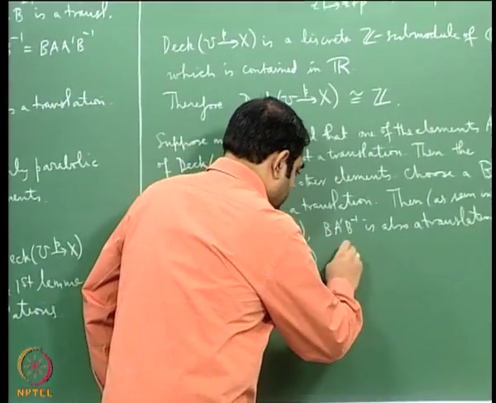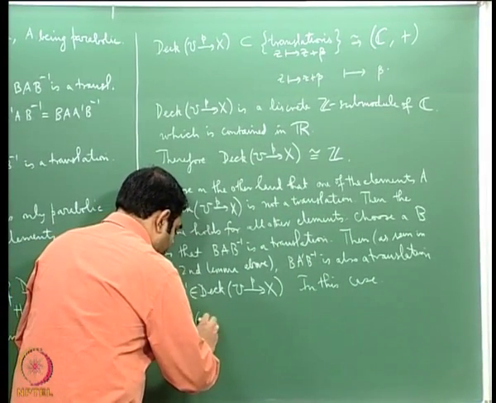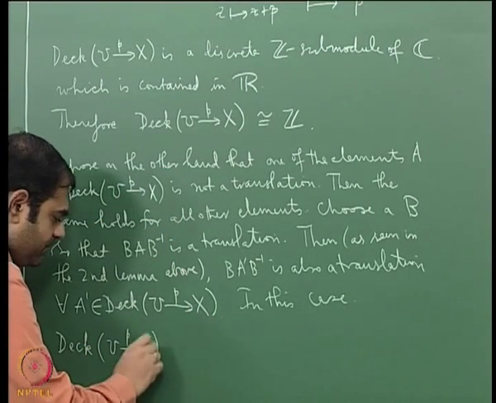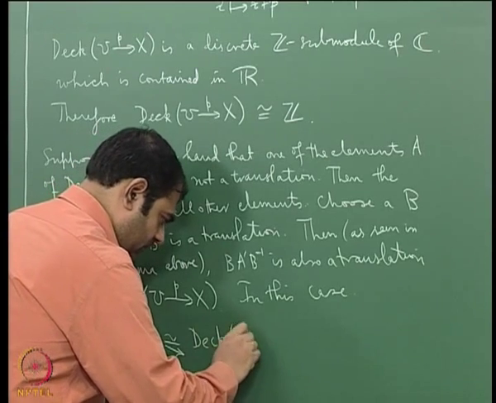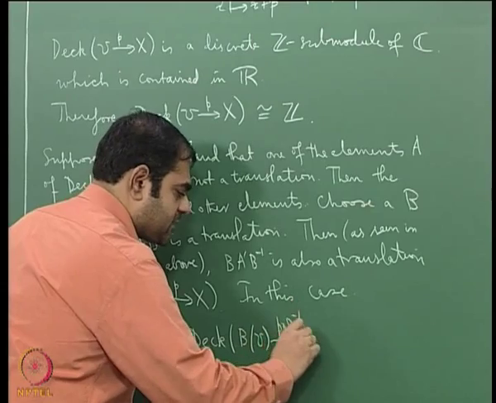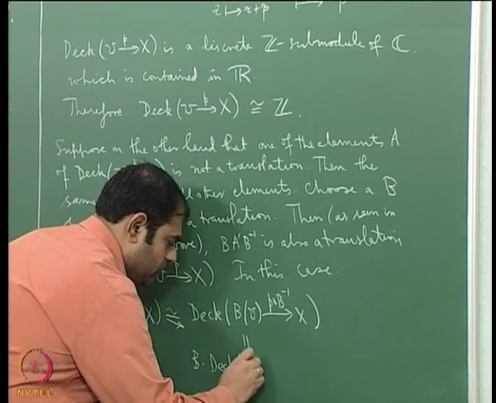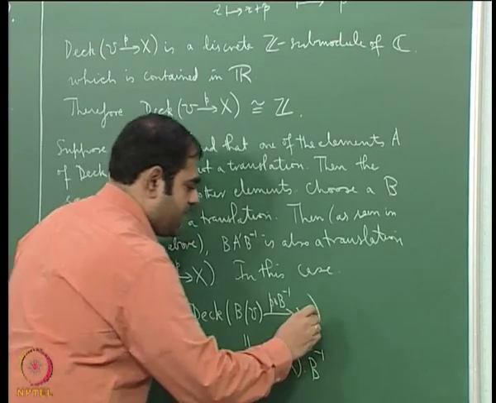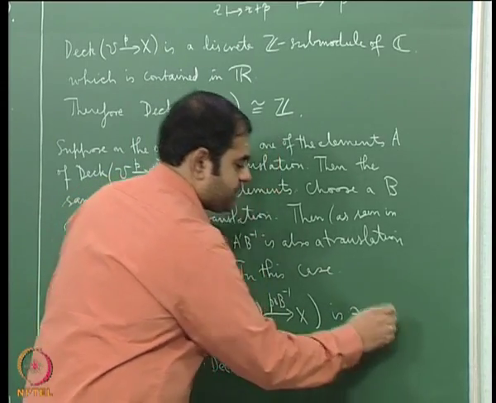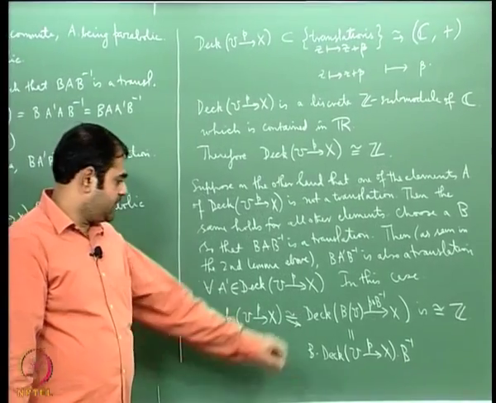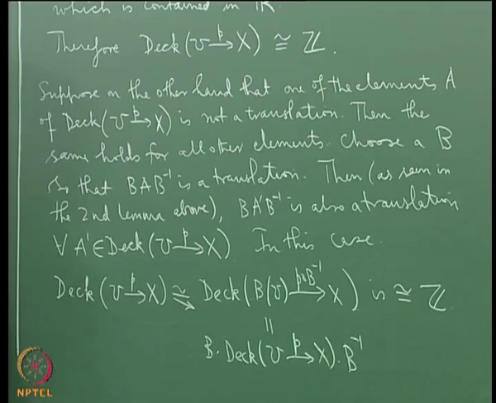So in this case, Deck(U/P x) is isomorphic to Deck(B(U)/P circle B inverse x), which is, incidentally, the conjugate of this, just B dot Deck(U/P x) dot B inverse, and this is isomorphic to Z, because again, let me repeat, it is discrete, it is a discrete Z submodule of C, and it is going to land inside R.